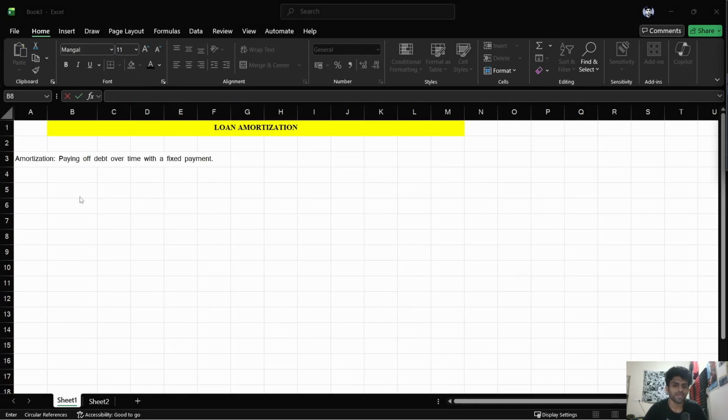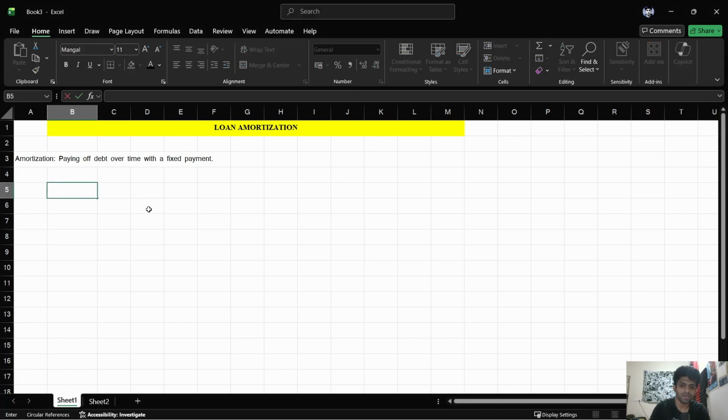Now we'll take up a live example to show you how we can put this into real life use. Let's create a hypothetical scenario where you are buying a car worth 10 lakhs and you want to get a loan for 10 lakhs. How much interest could you pay? For example, if you want to repay that loan within 10 years, what is the exact amount of interest you would be paying? We can calculate all this with an amortization schedule.